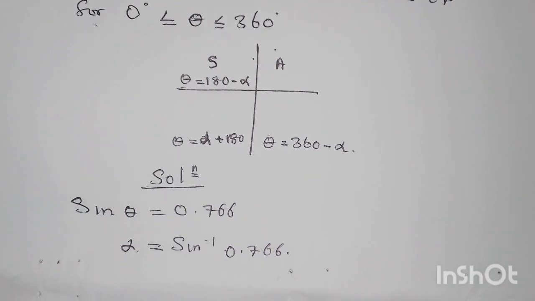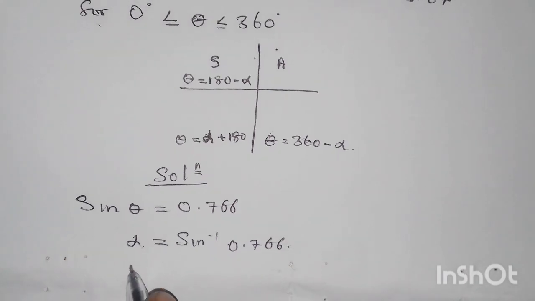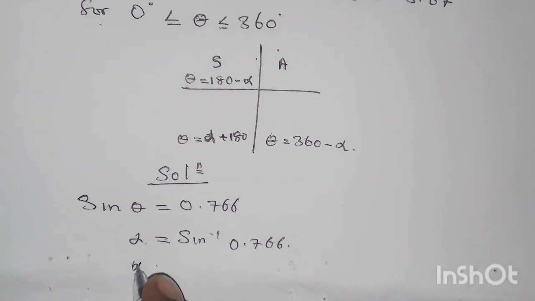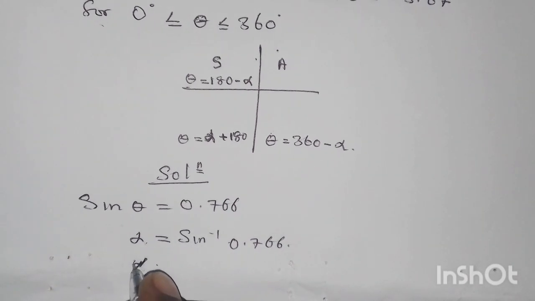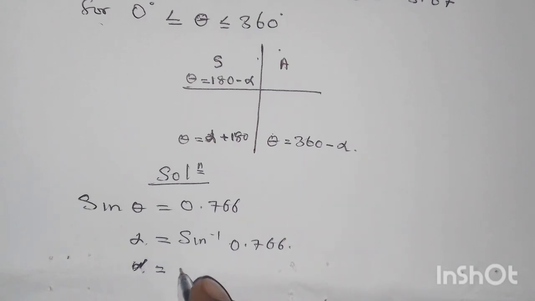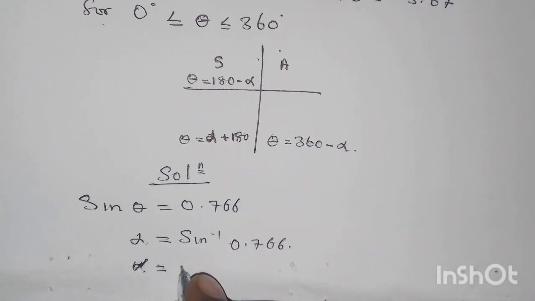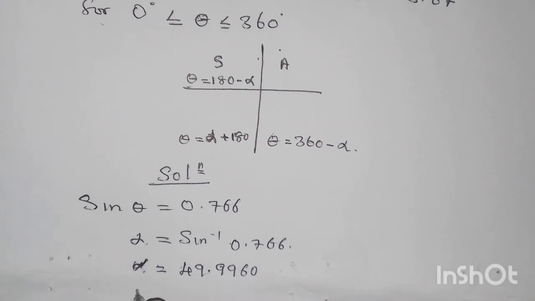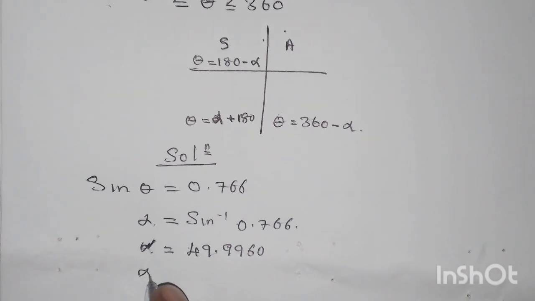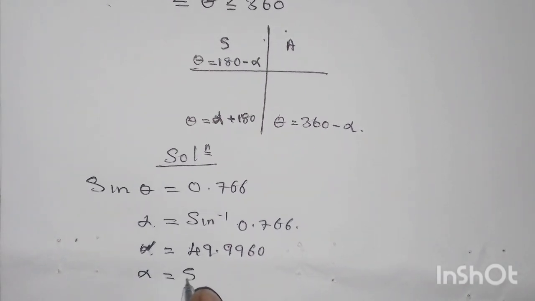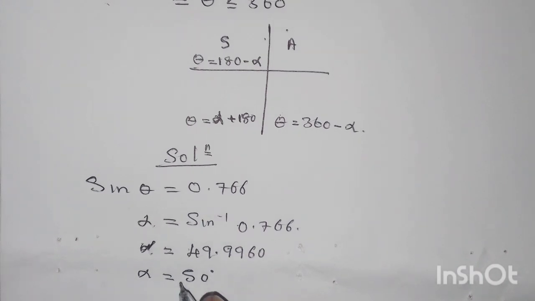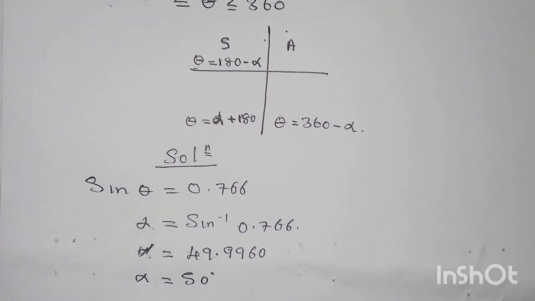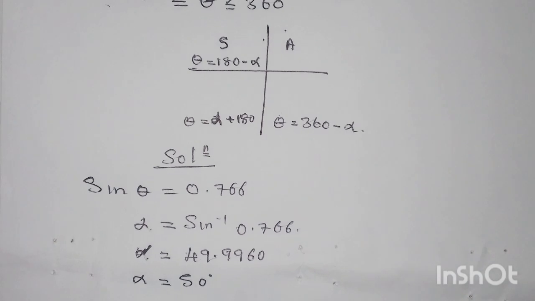The reference angle falls in the first quadrant. So you're going to punch on your calculator the sine inverse of this one, which will give us 49.9960. Numbers will continue there. When we round off, our reference angle will be 50 degrees.